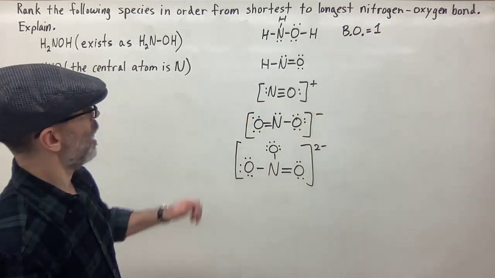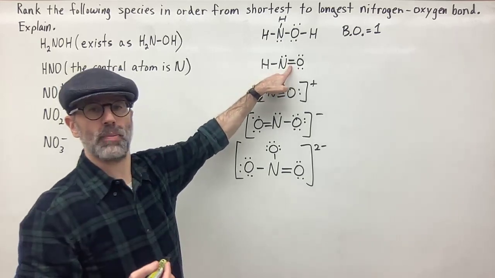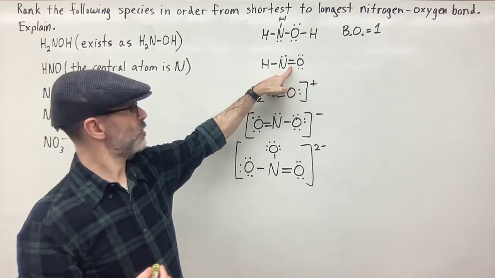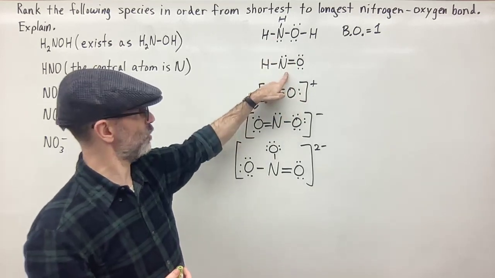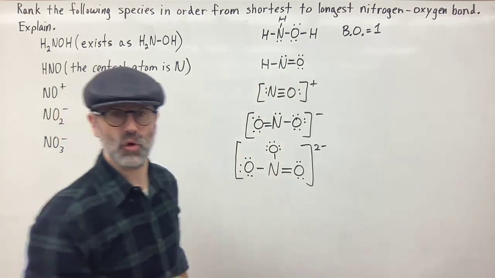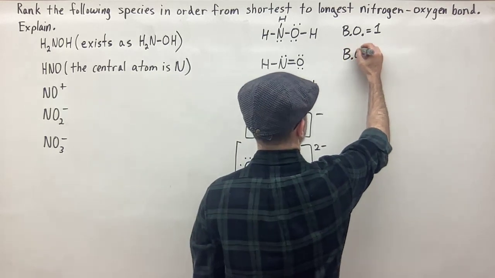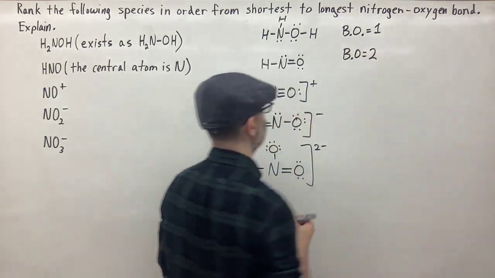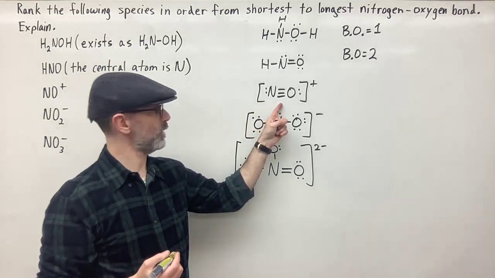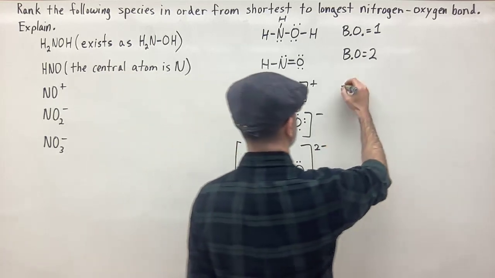Again, here we have the nitrogen-oxygen bond. Here we have a double bond. And again, that double bond can't move. It's not going to go anywhere. So we don't have resonance in this molecule. So the bond order between nitrogen and oxygen is going to be 2 because it's a double bond. Once again, we have a triple bond between nitrogen and oxygen. So the bond order is 3.